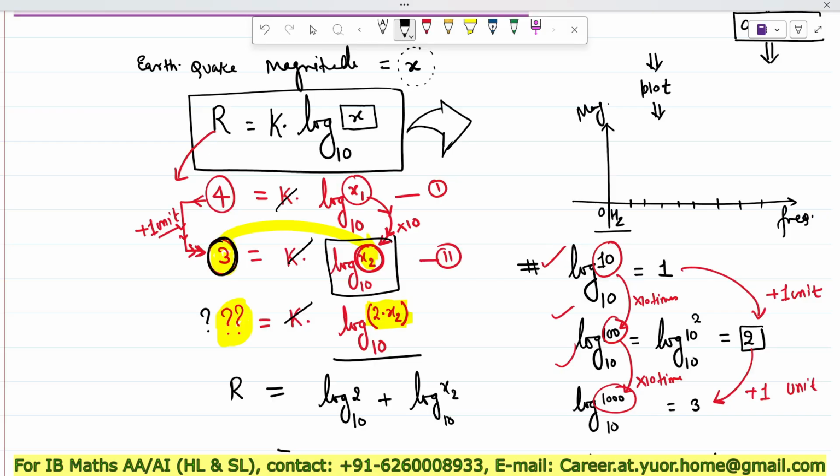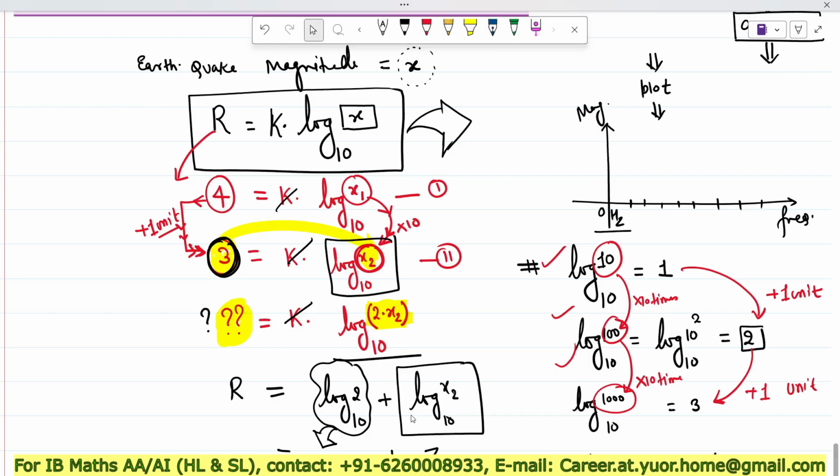Now we have the value of this log 10 x2 as 3. We have been given this 3. Now this is a constant. You can calculate this value using the calculator. This is a very standard value. Log 2 is, I think, 0.30 something. Please write it, then I will explain something more.